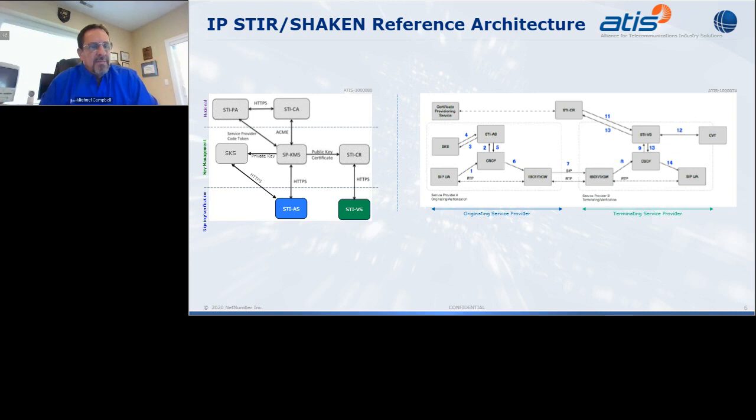So if we cast our eyes up to the top of this chart, the national level really consists of two things. The STI-PA, the policy administrator, and the STI-CA, the certification authority. The PA's major function really is to allow or disallow any carrier from participating in Stir Shaken. So anybody that wants to participate in Stir Shaken has to get registered with and authorized by the STI-PA as a first step. And that all by itself excludes a number of the bad guys because they're just not going to get that kind of authorization from the PA. Once a carrier has been registered with the PA, they can ask the CA, the certification authority, for a certificate.